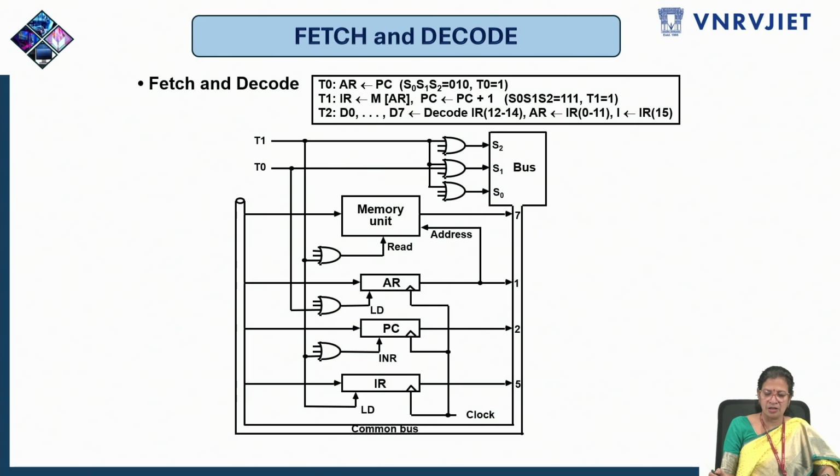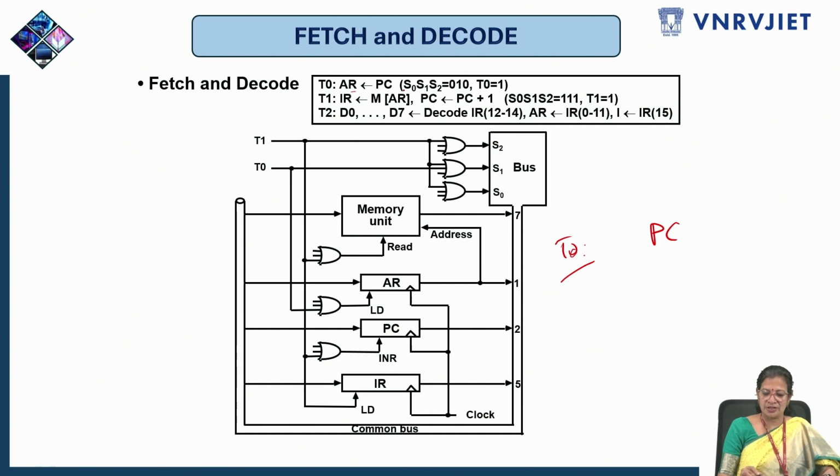Let us see what the sub-steps are that happen during fetch and decode. I said fetch is nothing but the memory read operation, and here it is an instruction. The first step is instruction fetch, so the instruction should be read from the memory. The address of the next instruction is always available in the program counter. So that should be transferred to the address register during T0, which is the first clock cycle. During that time, the contents of the program counter are moved to the address register.